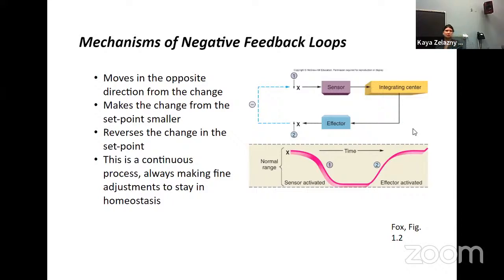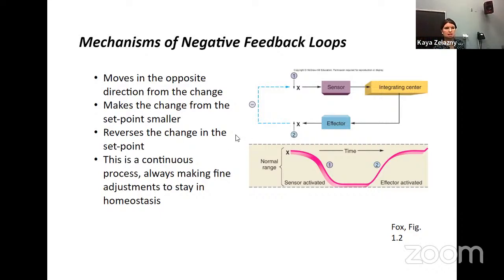So a negative feedback loop is always just in the opposite direction than our change. We're decreasing the error signal. What this means by making the change from the set point smaller is that we're bringing ourselves back towards the set point.